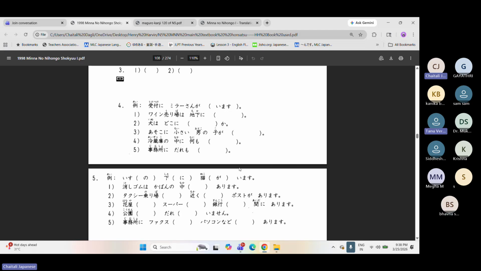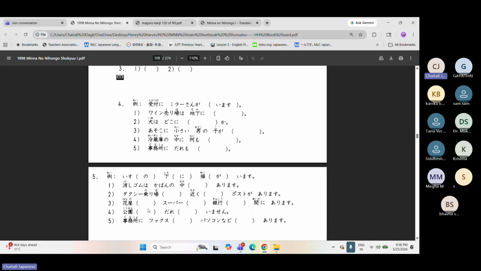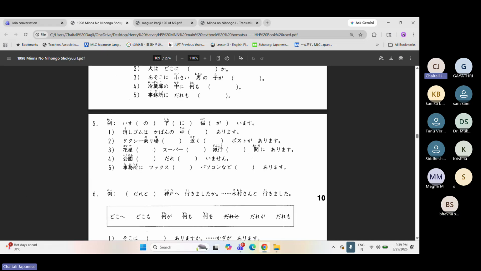मैंने एक list of words दिया था कुछ chapters के पहले. हाँ जी आपने बताया था. हाँ. Next, fifth. Imasen. Yes.